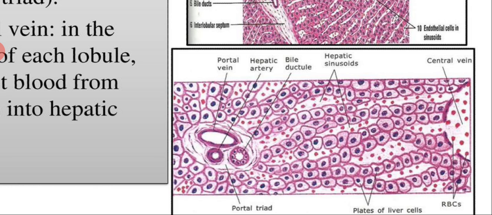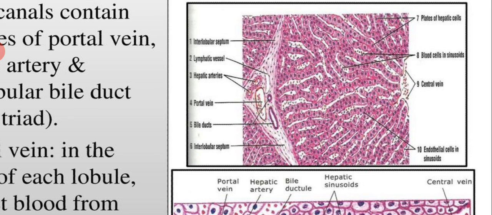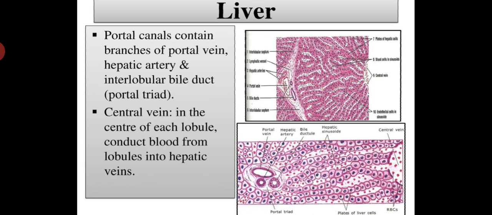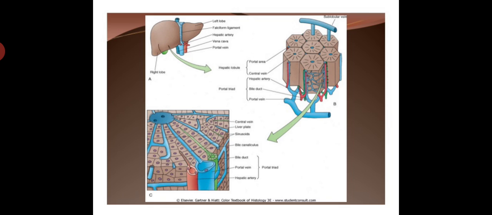And between these two successive hepatic cords, there is the presence of a space called the hepatic sinusoid or the liver sinusoid. And in this central vein, you can see the presence of these RBCs, and apart from that, you will observe the arrangement of these blood cells within the sinusoids. Okay, so these are some other important features of this liver section.